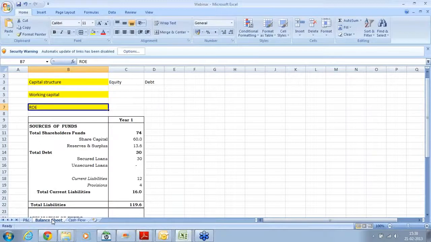The last is, of course, ROE. I presume you're all shareholders in your company. You're all shareholders of your company, either 100% or combined with your relatives and friends, you must be 100% owner. This is what you're working for, actually.